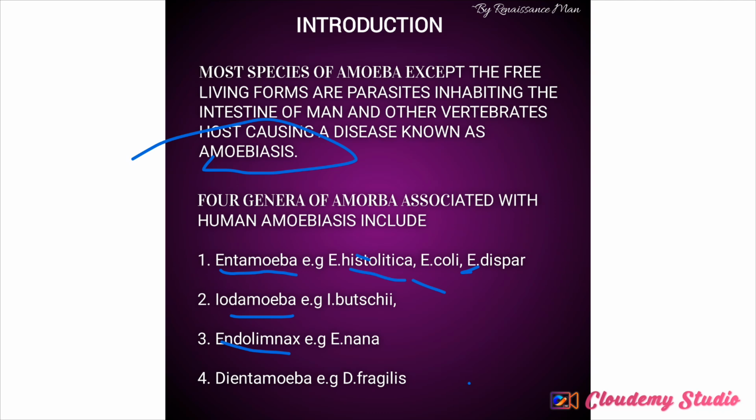Entamoeba hartmanni, Entamoeba moshkovskii, and Entamoeba polecki. And under Iodamoeba, we have Iodamoeba buetschlii. Under Endolimax, we have Endolimax nana. And under Dientamoeba, we have D. fragilis. So these are representative of what? Of each genera. Are you getting me now?